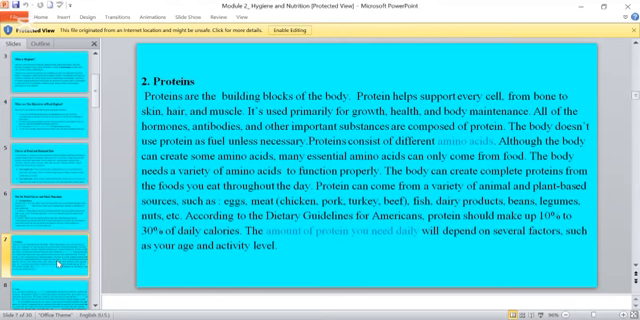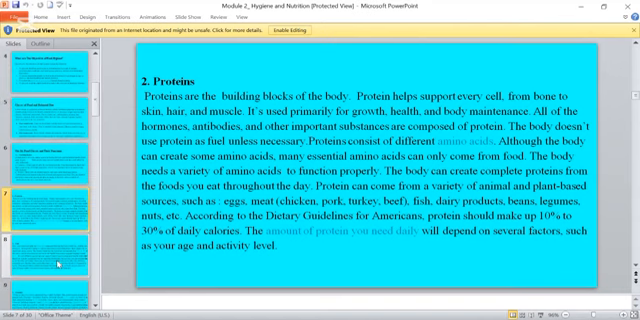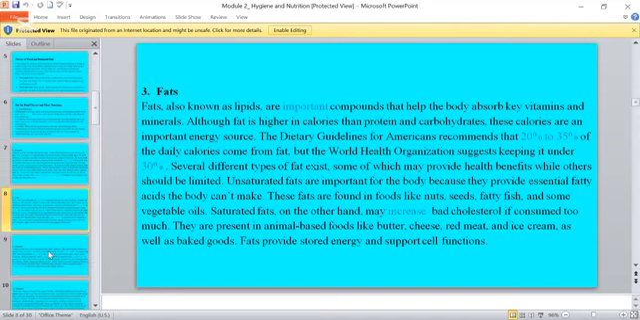We have proteins. Proteins are the building blocks of the body. Proteins help support every cell from bone to skin, hair, and muscle. It's primarily for growth, health, and body maintenance. All of the hormones, antibodies, and other important substances are composed of protein. Examples of protein are fish, meat, eggs, dairy products, beans, legumes, and so on and so forth. Another class of food is fats.